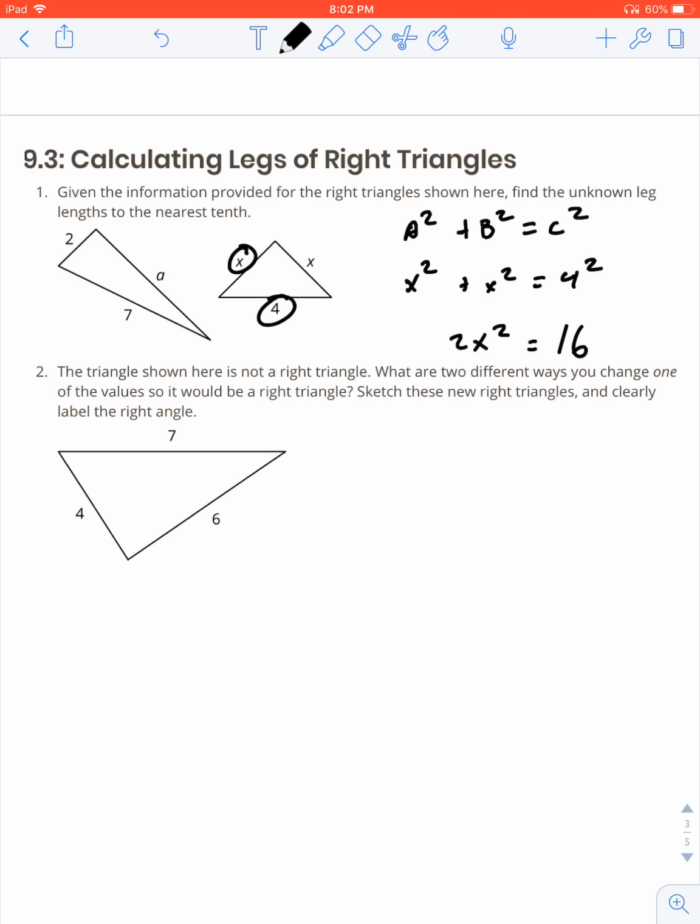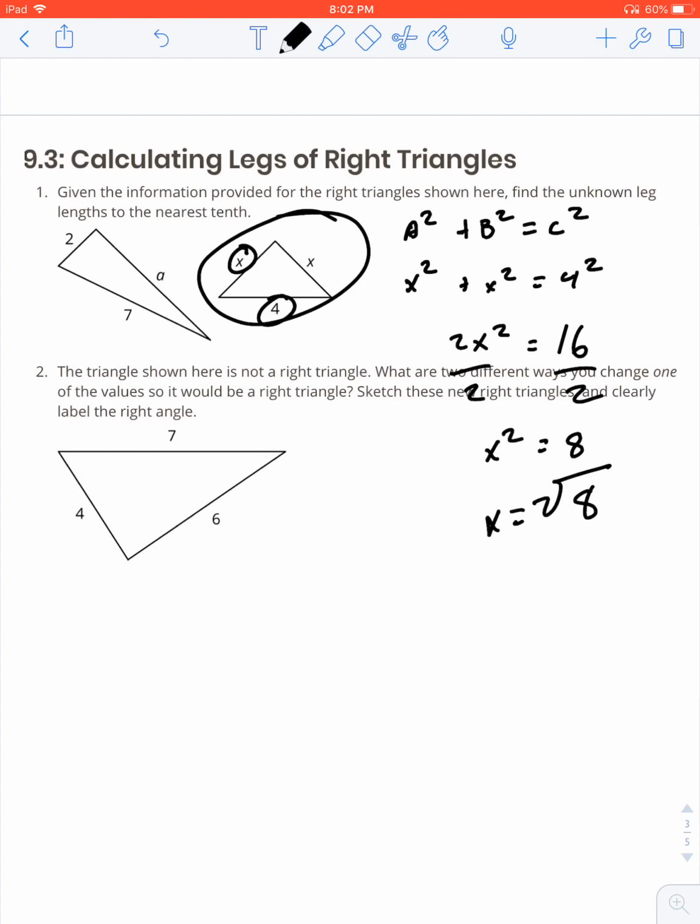And then divide both sides by 2. x squared equals 8. And then what number, when I square, gives me 8? Well, it's going to be the square root of 8. Okay. So for my two answers, I have x is the square root of 8 for this one, and for my other one, I have a equals the square root of 45.